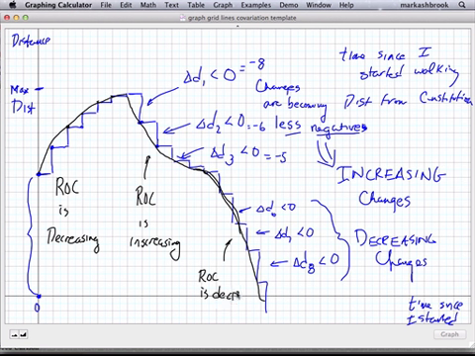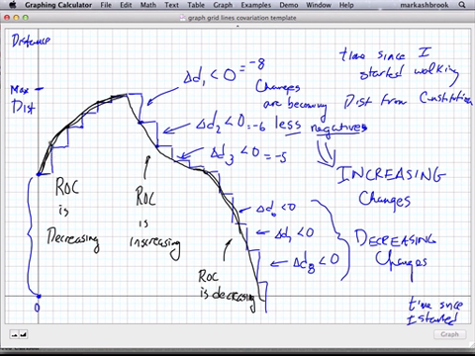Okay, so the reason that we fight for this is so that there's consistency with the shape of the graph. If the rate of change is decreasing, notice what the shape of the graph is. What do we call that?